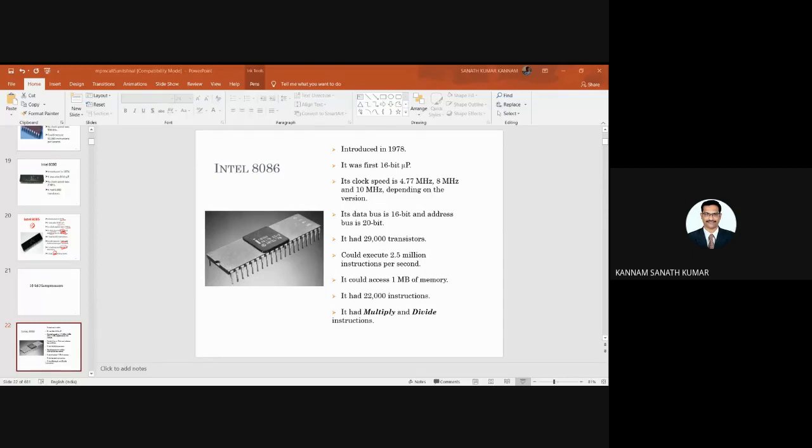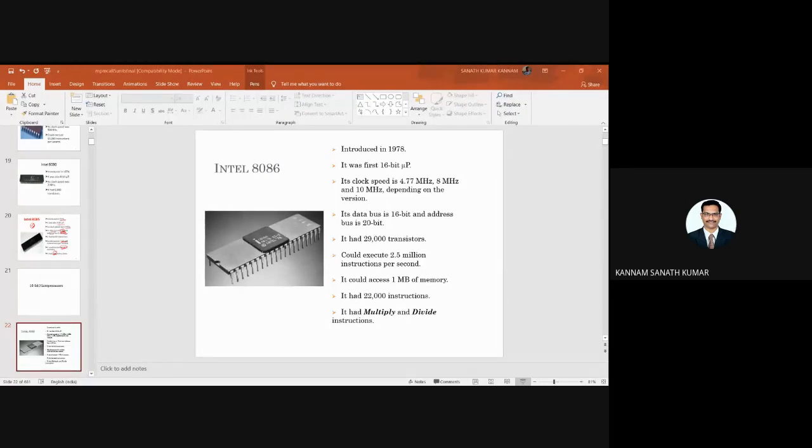They can ask in the lab viva, or in bits, what is the range of clock frequency for 8086. You can write 4 to 10 megahertz. This is the range of clock frequency of 8086.